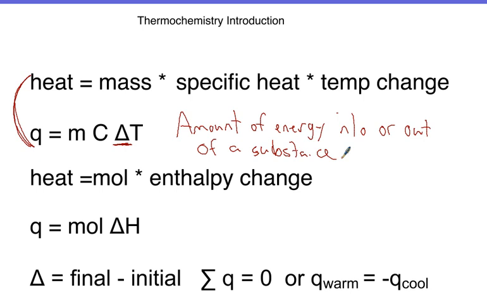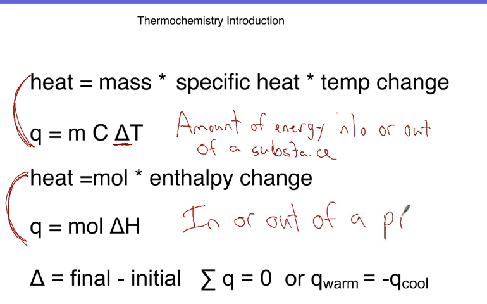So the second equation we have here is about the amount of energy that's coming into or out of a reaction. Actually, I should just say into or out of a process, because physical changes can also absorb and release energy. Now, when we're doing problems, a lot of times we're going to be looking at a combination of multiple materials, one thing losing heat and one thing gaining heat.